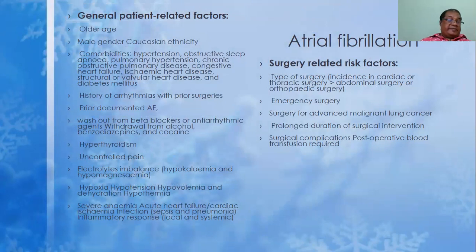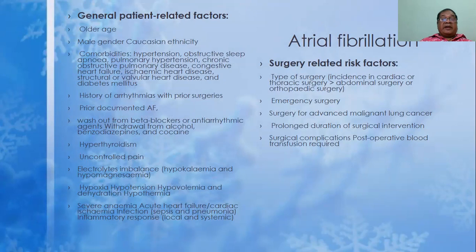There are certain predisposing factors which lead to atrial fibrillation. It's a very common arrhythmia, usually encountered in older age. Male gender is more vulnerable to atrial fibrillation than female gender, and Caucasian ethnicity is more vulnerable. There are a lot of comorbidities which can predispose to it, like hypertension, obstructive sleep apnea, pulmonary hypertension, COPD, congestive heart failure, ischemic heart disease, structural or valvular heart disease, and diabetes mellitus.